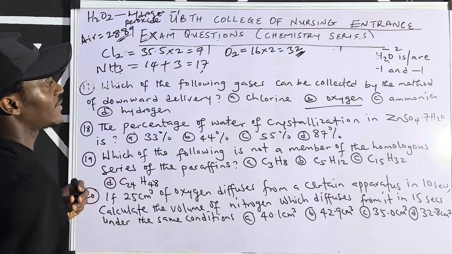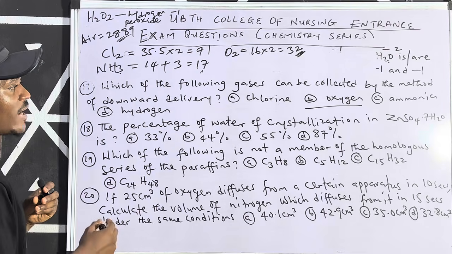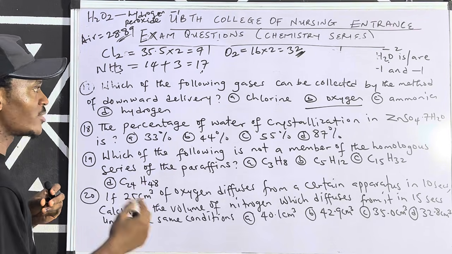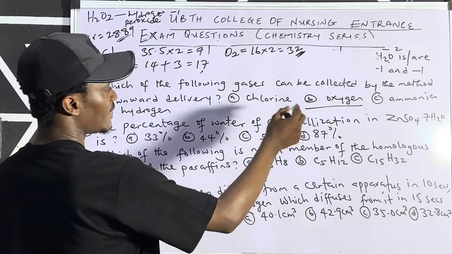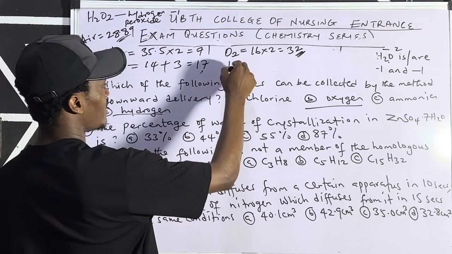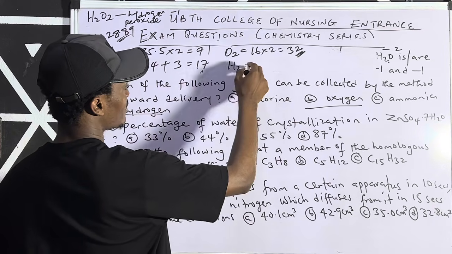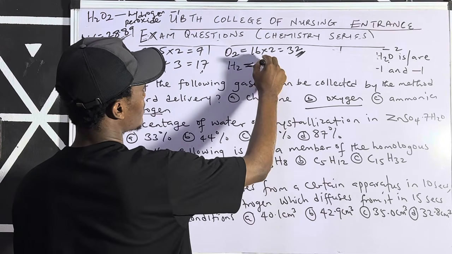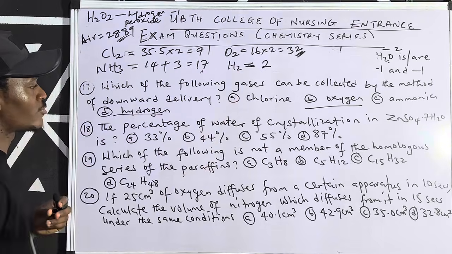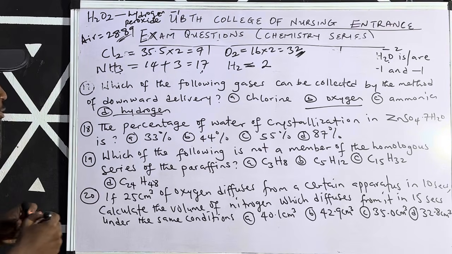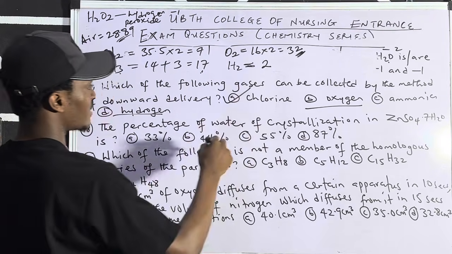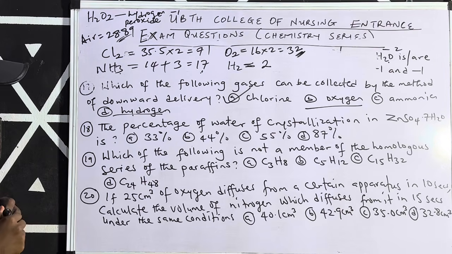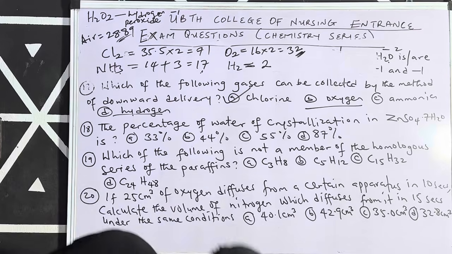17 is lighter than air, so it can be best collected via upward delivery or downward displacement of air, which is the same stuff. Then we have hydrogen, H2, which is very, very light. So it can be best collected via upward delivery. Which is 2 in this case, because 2 times 1 is 2. So the best option to go with is chlorine, which is heavier. Hence, it can be best collected via downward delivery. So that's the correct answer to that question.